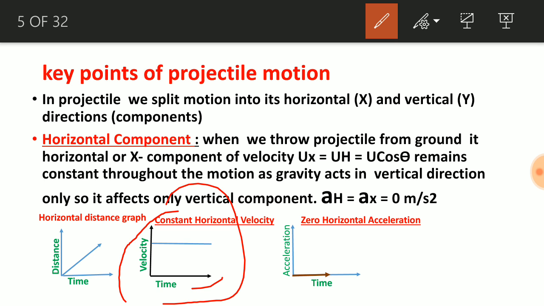If velocity is constant, then acceleration must be zero, because in uniform motion or if a body is at rest, in these two cases the acceleration of the body becomes zero. In the case of projectile, if we consider only the horizontal component, horizontal meaning towards the x-axis, gravity only affects the y-axis. Because of that, the horizontal velocity remains constant. Because of that, horizontal acceleration remains zero. Because of that, this line will overlap the time axis. Means on this axis the value of acceleration is zero, as shown in this graph.